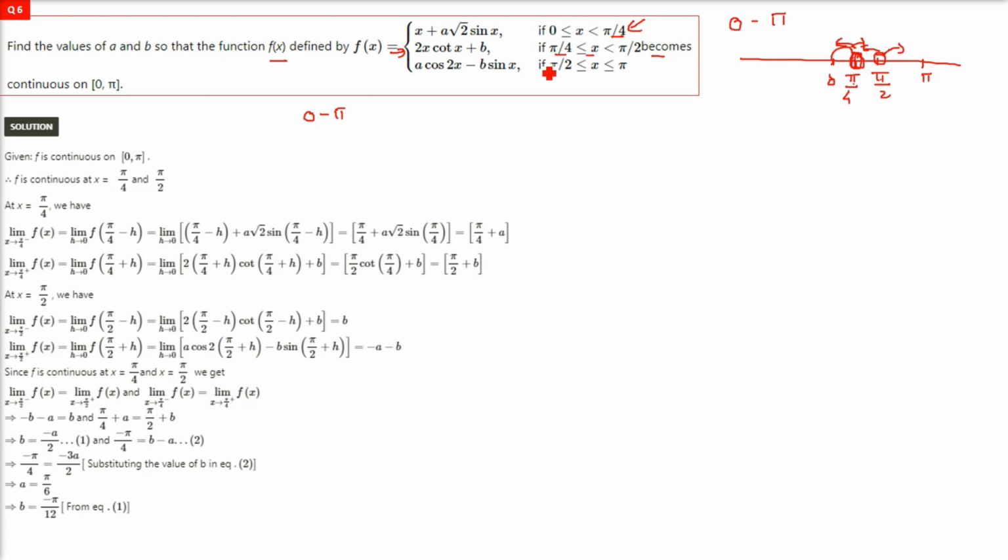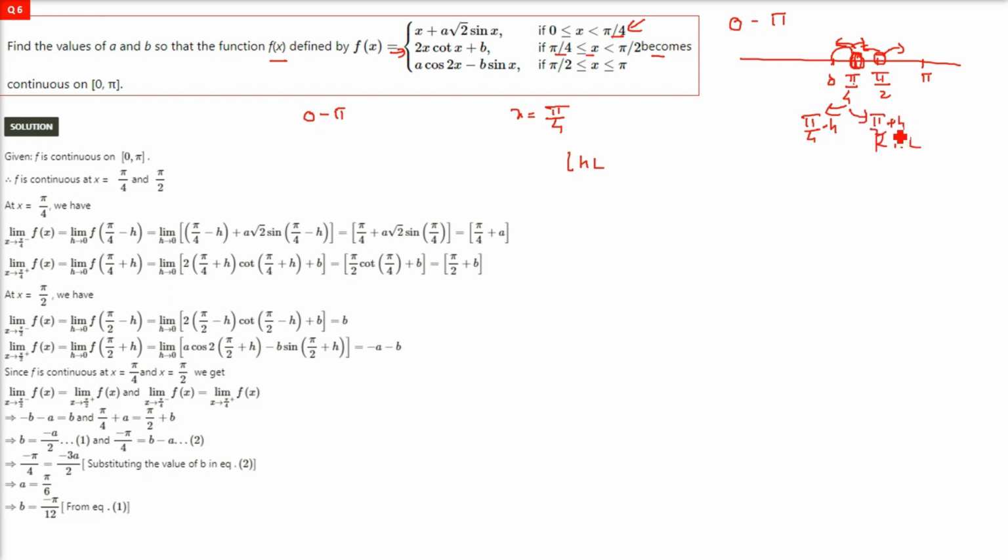Let's see what happens. So we'll start with x equals pi by 4. Pi by 4 is essentially 45 degrees only. And since it is being said that this is continuous, we have to assume that it is continuous. And by assuming it is continuous, we have to find out the values of a and b. So if you move just a little before pi by 4, you can write pi by 4 minus h. Here h is very small, it can be neglected, not equal to 0 but almost equal to 0.